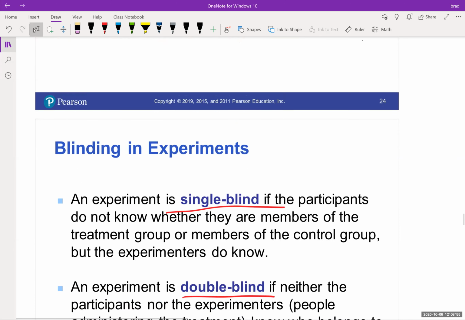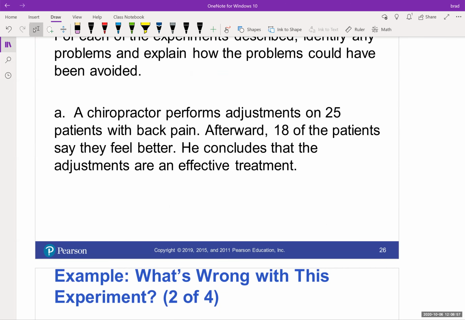Okay, so let's talk about this one: a chiropractor performs an adjustment on 25 patients with back pain. Afterward, 18 of the patients say they feel better. He concludes that the adjustments are an effective treatment. Okay, so let's talk about that real quick.